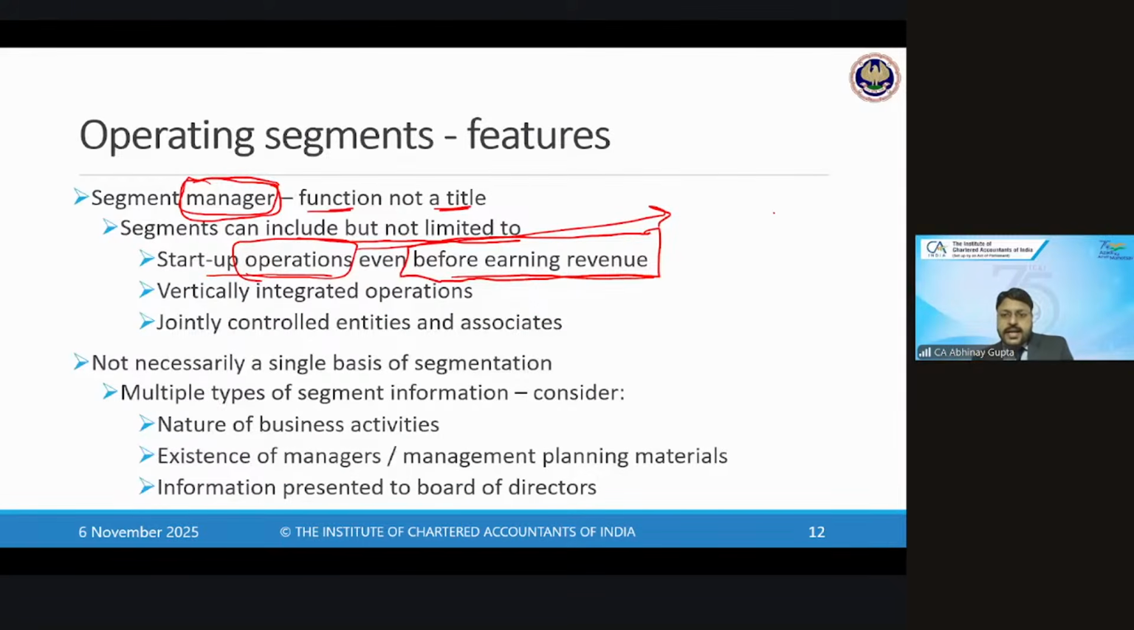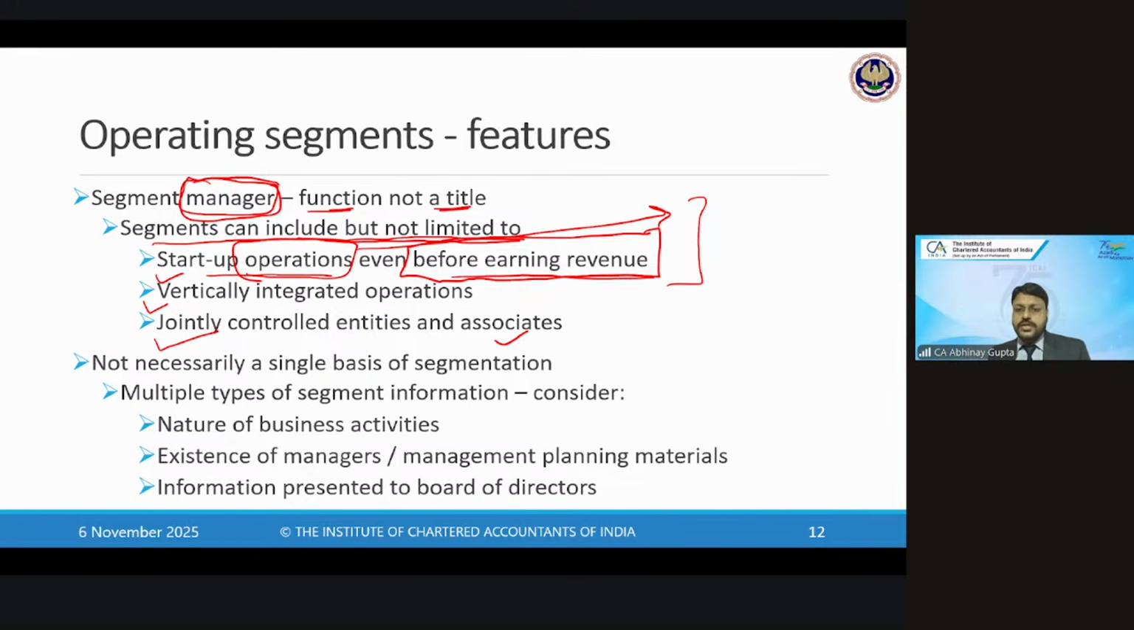So that's why the standard is clarifying here that if the management or any company is venturing into any new product line or new business line, and as of today, even if that product line or business line is not generating any revenue, that doesn't mean it would not be regarded as an operating segment, right? So the standard says segments can include but are not limited to the startup operations, vertically integrated operations, or jointly controlled entities and the associates, right? So any JVs, like you must have remembered that earlier Bharti Airtel and Vodafone were in a JV, Indus Towers. So Indus Towers was the JV for these two companies. That JV is also to be qualified as an operating segment.